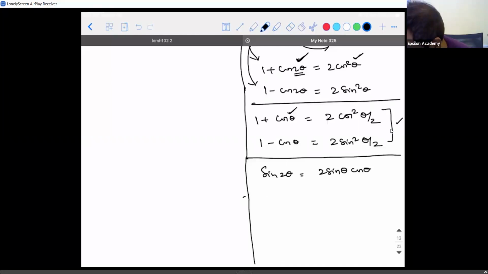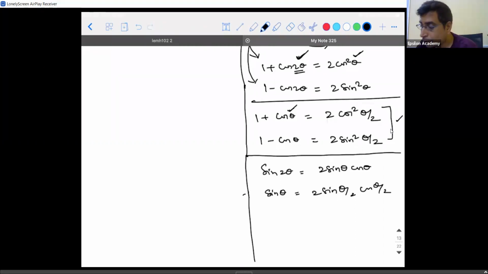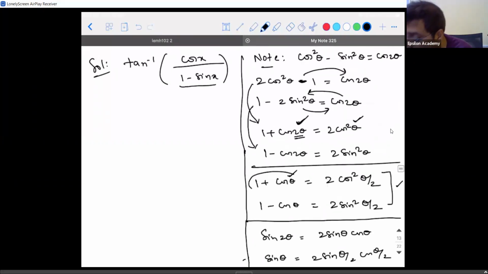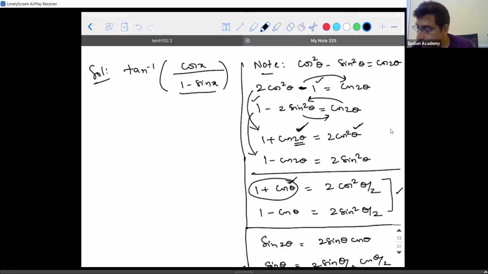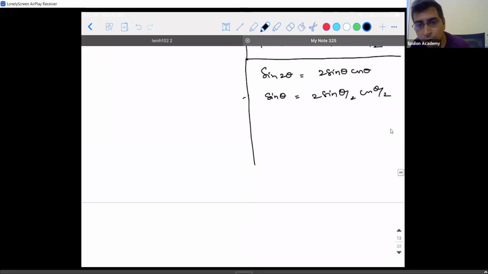Now, sin theta will be 2 sin theta by 2 cos theta by 2, the half angle formula. So in the previous case, I could write 1 plus cos theta or 1 minus cos theta because I had 1 in the formula of cos 2 theta. Whereas in the case of sin theta, I don't have 1. So what am I supposed to do if I am given 1 plus sin theta? That's what I need to think of. Observe. 1 plus, this is 2 sin theta by 2 cos theta by 2.